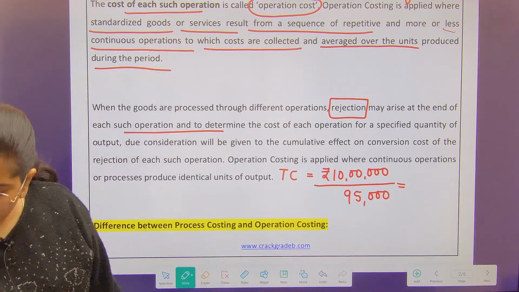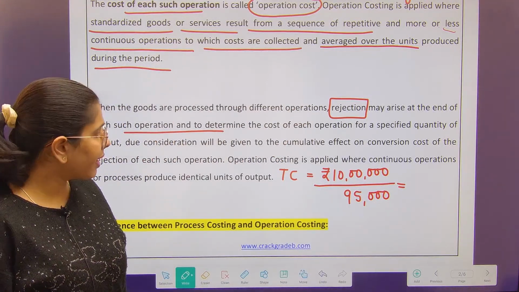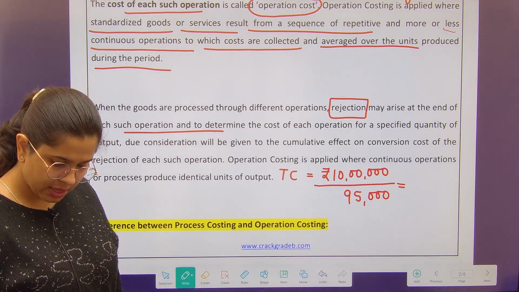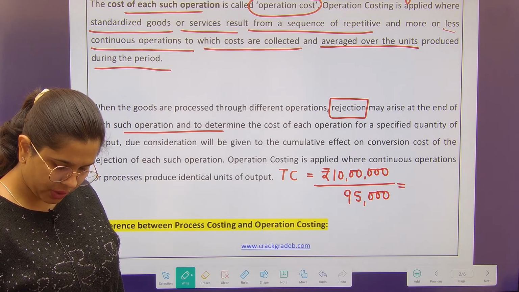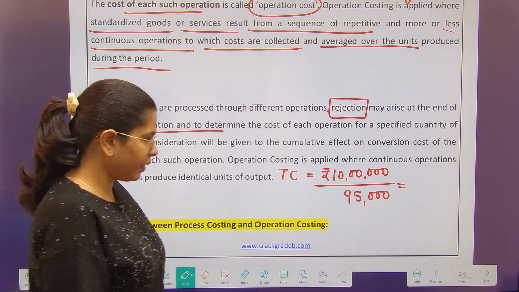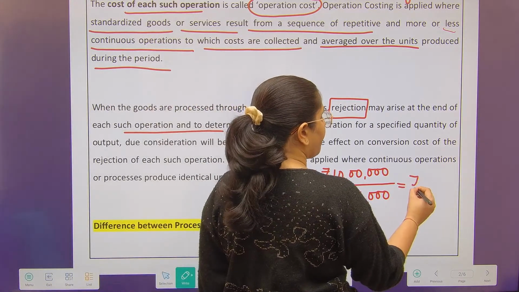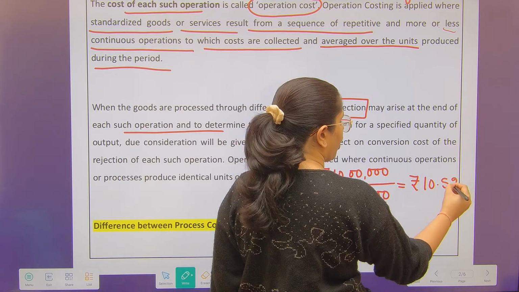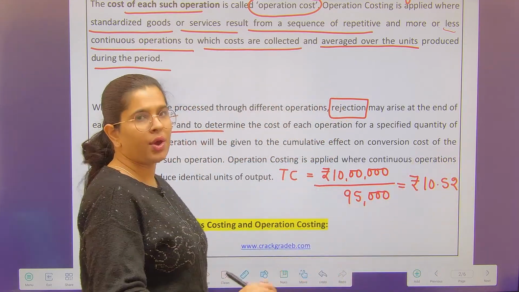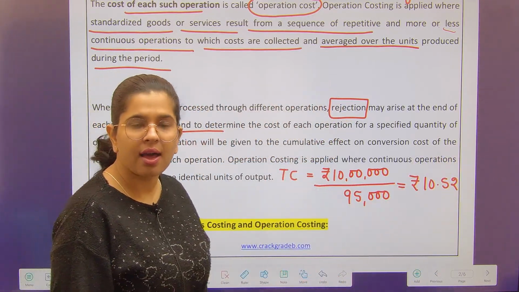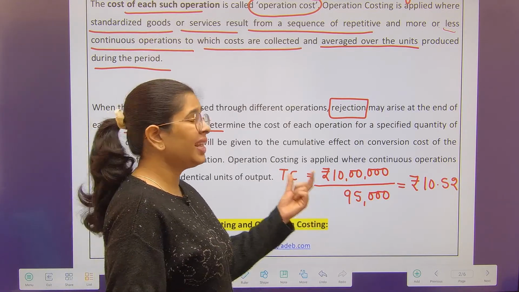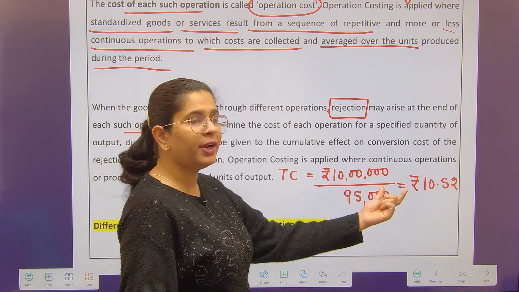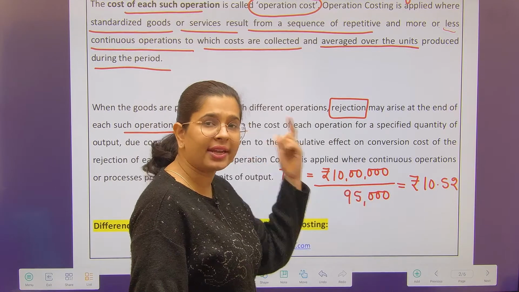Now see what will be the costing of it. Divide your 10 lakhs by 95,000. It will give me a per bottle cost of 10 rupees 52 paisa. Now you see on each bottle 52 paisa has been allocated more.